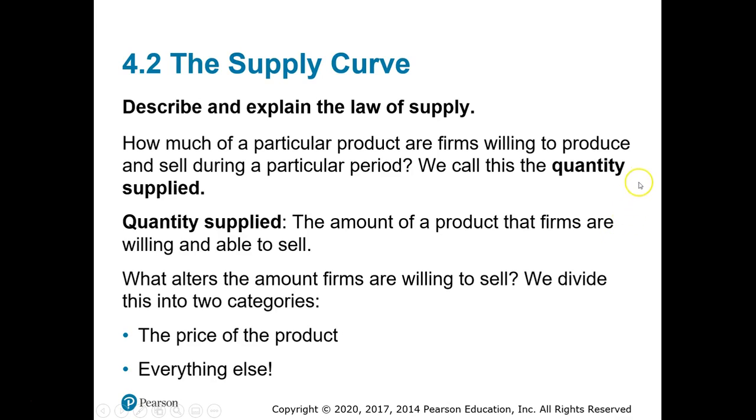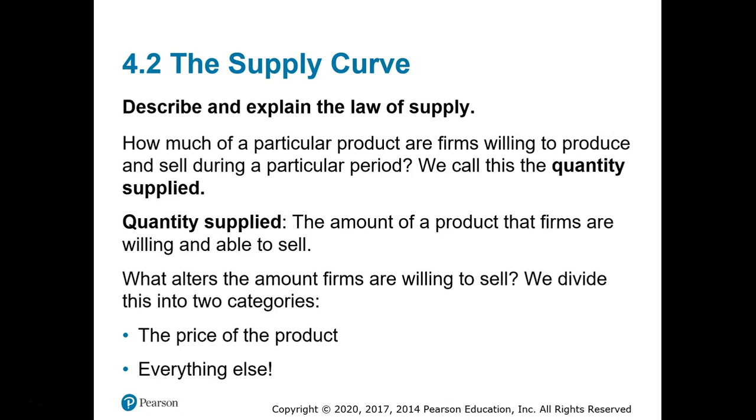So now let's switch. That's all demand. Now put that aside. We're going to start with a different curve. Call it the supply curve. The difference between that is that supply is not associated as much with price. What supply is how much of a particular product firms are willing to produce and sell for a particular period. We call this the quantity of supply. Quantity supplied. What firms are willing and able to sell.